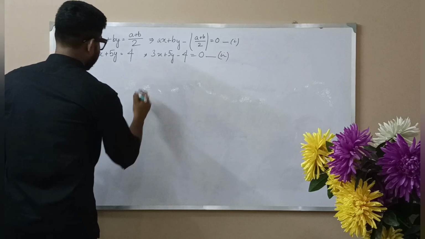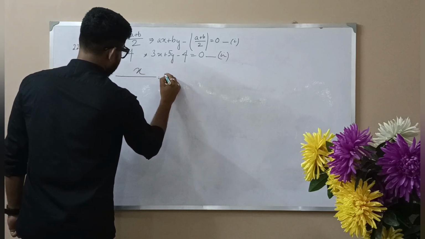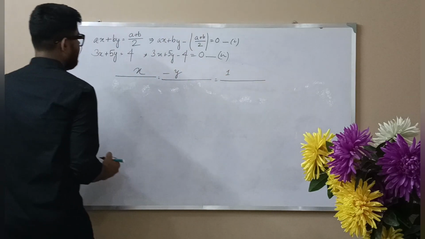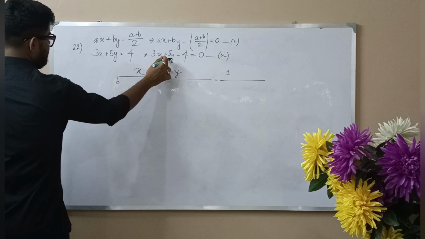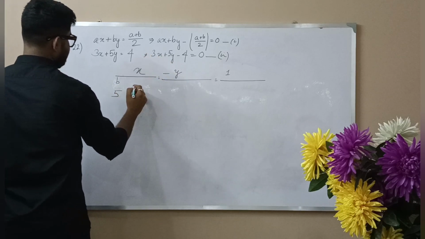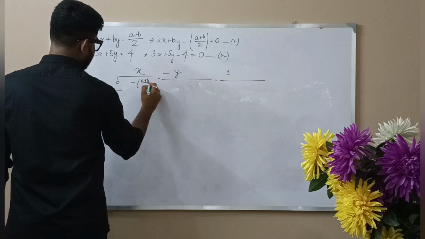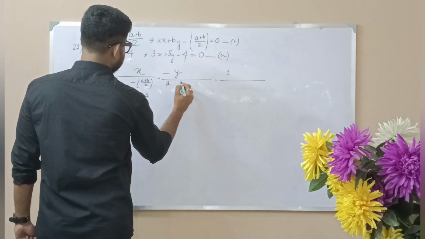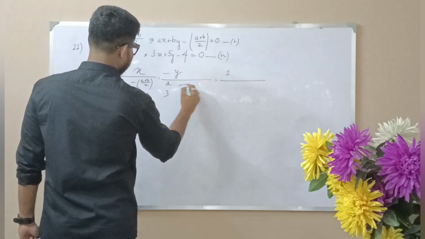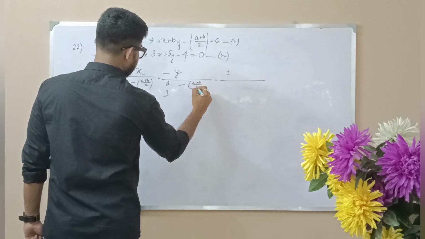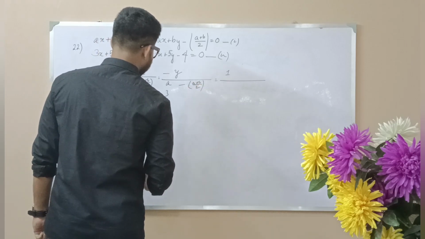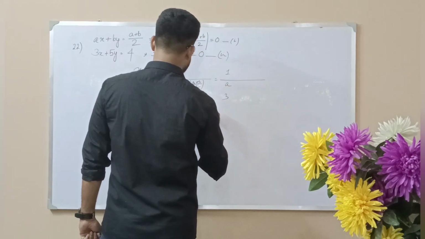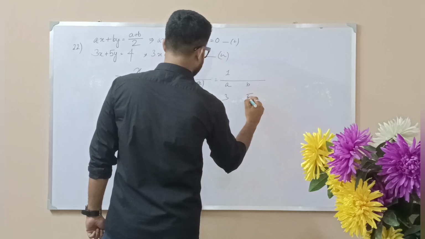Okay, now a1 is a, a2 is 3, b1 is b, b2 is 5, c1 is minus (a plus b by 2), and c2 is minus 4. Okay, now again a1, a2, b1, b2.